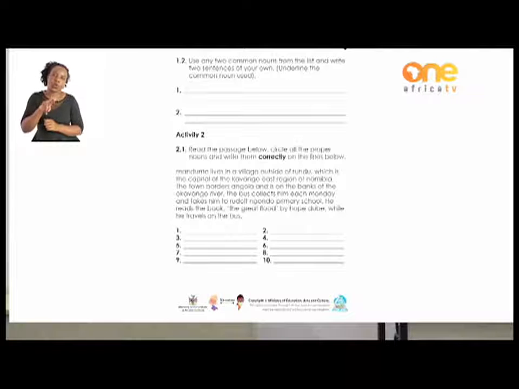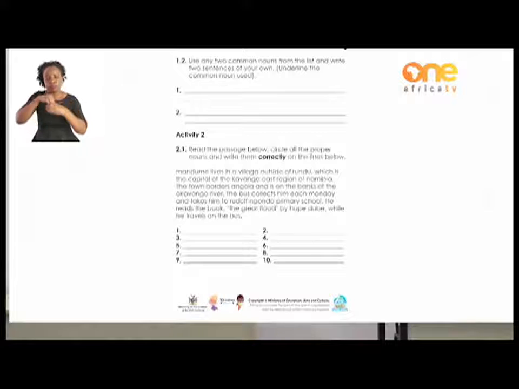Mandume lives in a village outside of Rundu, which is the capital of the Kavango East region of Namibia. The town borders Angola and is on the banks of the Okavango River. The bus collects him each Monday and takes him to Rudolph Ngondo Primary School. He reads the book, The Great Flood, by Hope Dube while he travels to the bus.